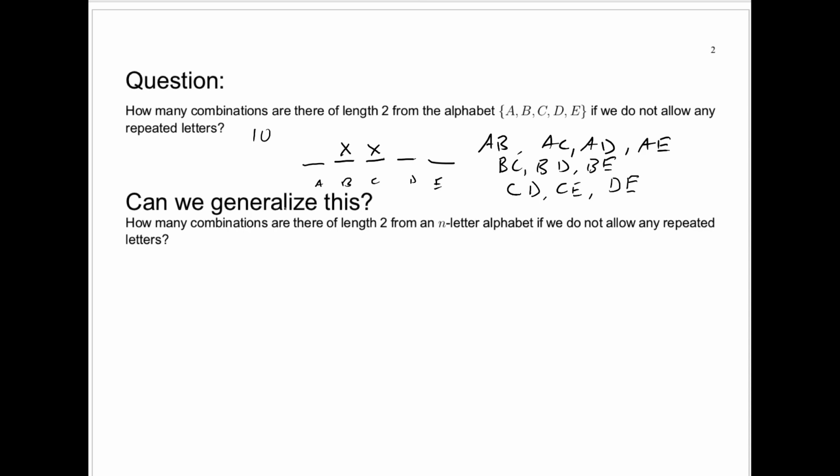And this idea that there's this one-to-one correspondence between ways to place two X's in these 5 spaces and combinations of length 2 from this 5-letter alphabet tells us they have the same size. We're counting the same things. We're going to get 10 as the answer to all of these questions. So now we ask the important question, can we generalize this?